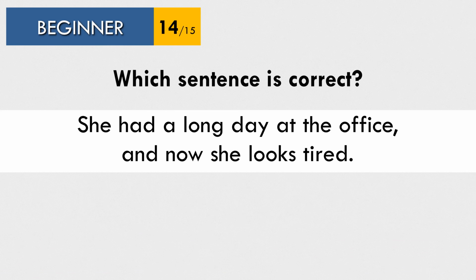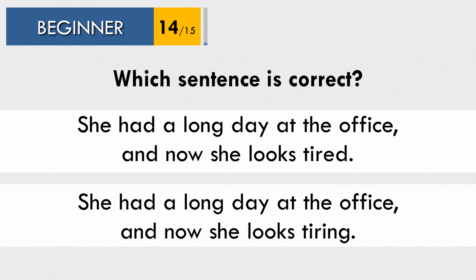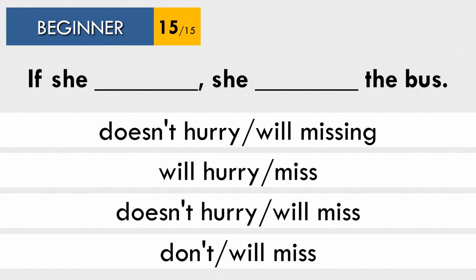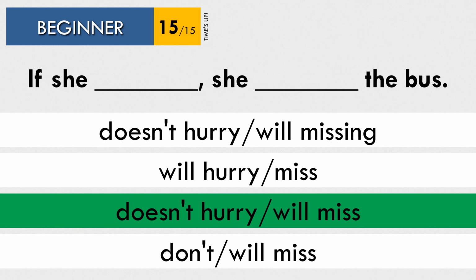Question 14. Which sentence is correct? She had a long day at the office and now she looks tired. This sentence is correct because it uses the adjective tired to describe her current state. 15. Complete the sentence with the correct first conditional form. The correct answer: if she doesn't hurry, she will miss the bus.